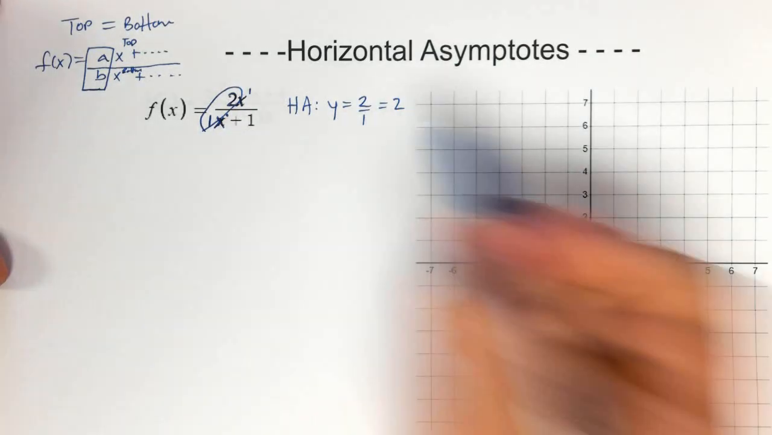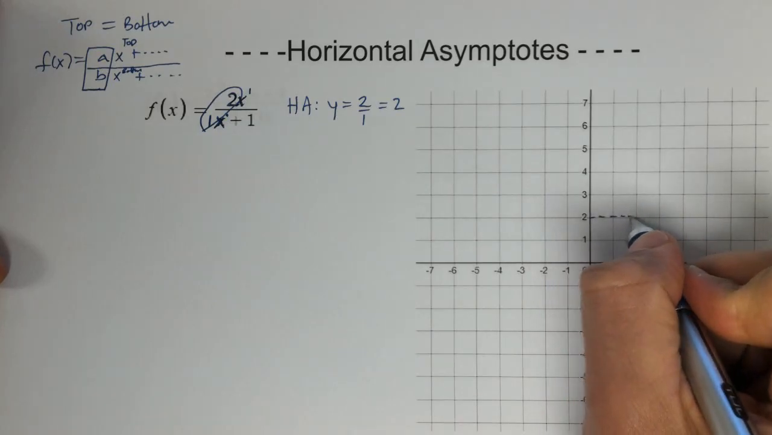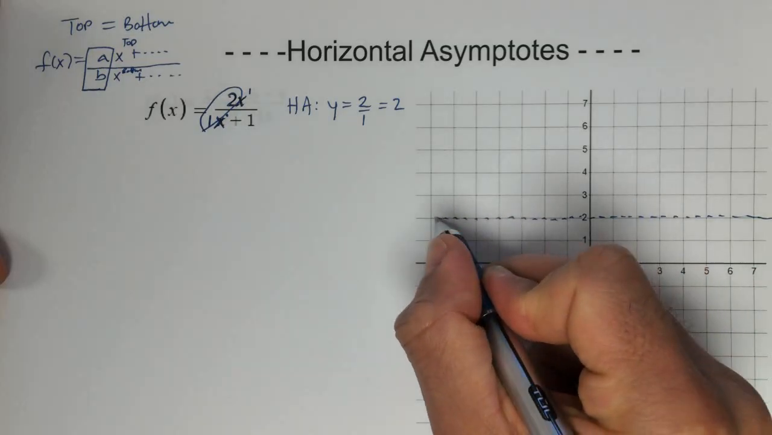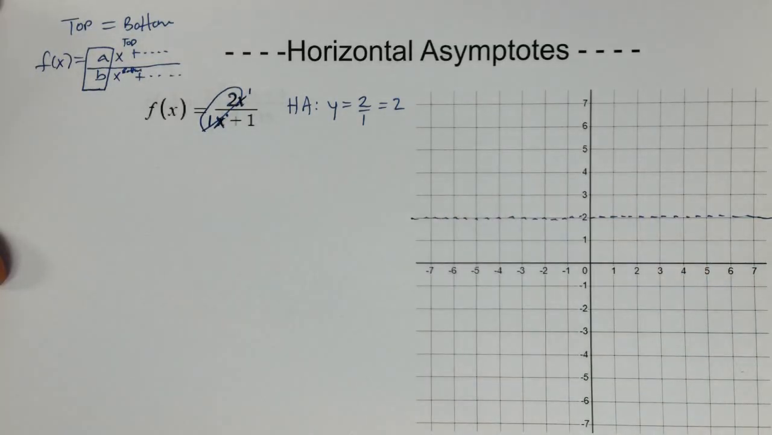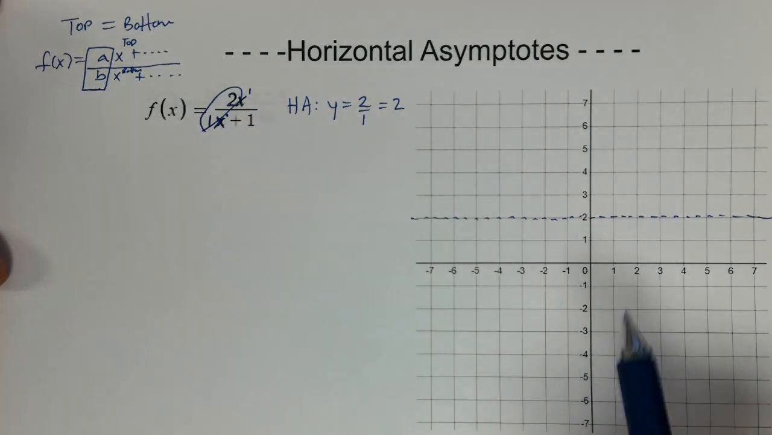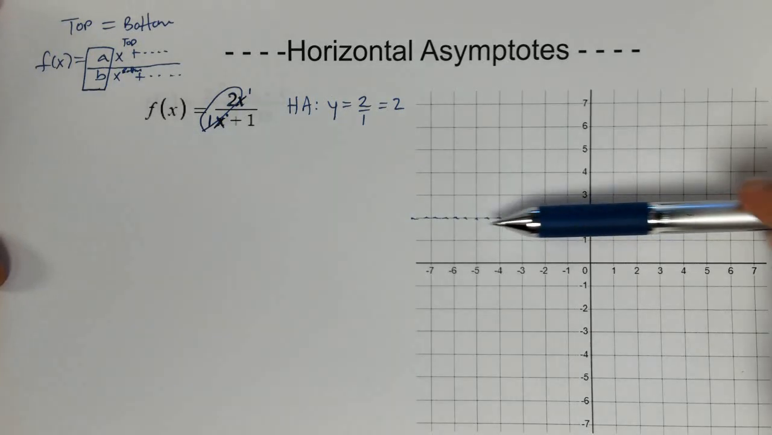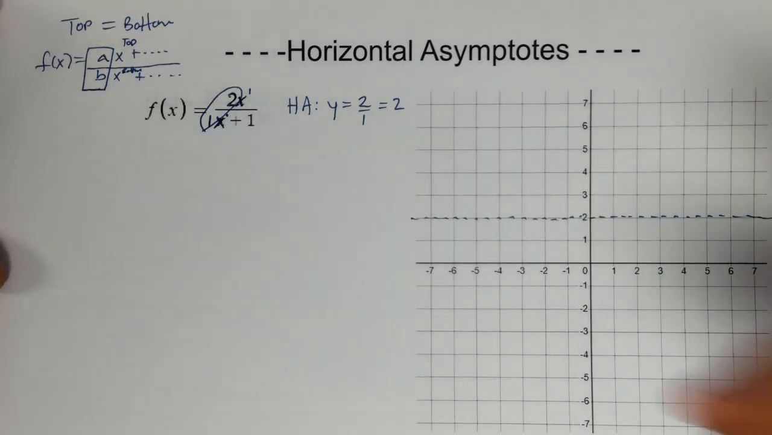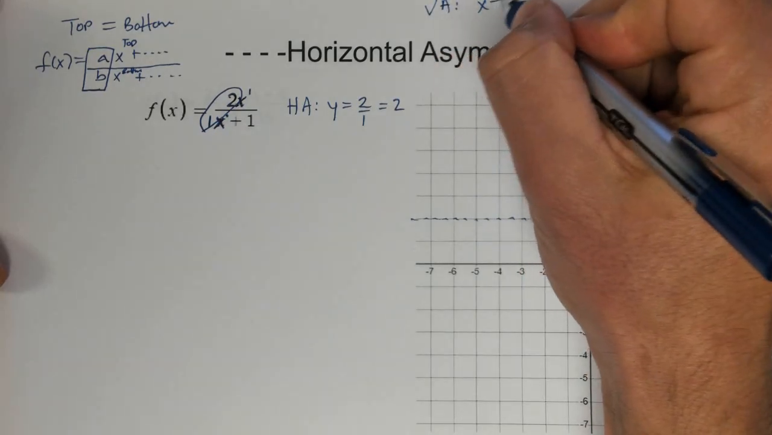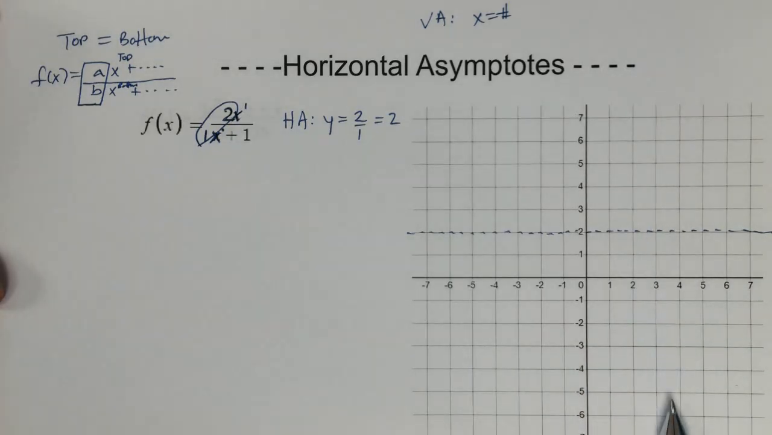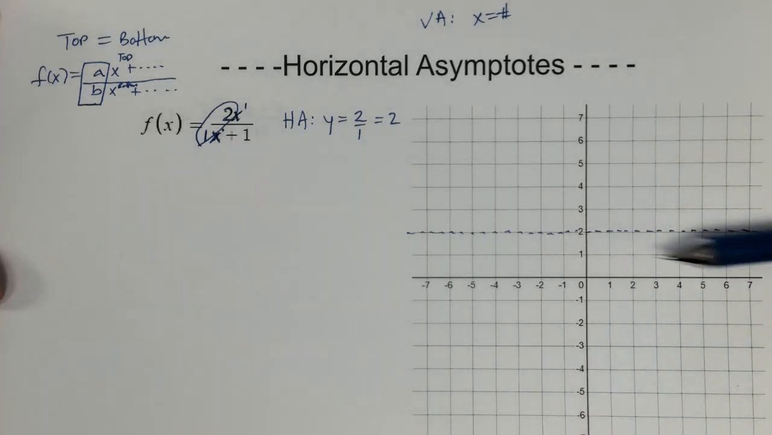So I'm going to go to y equals 2, and I'm going to make a dotted line here that is horizontal. The ratio of the coefficients will give me my horizontal asymptote. Now notice how for a horizontal asymptote we use y equals as opposed to x equals. The horizontal asymptote crosses the y-axis, so we say y equals whatever the asymptote is. For vertical asymptotes, if you remember, we dealt with x equals some number because the vertical asymptote crossed the x-axis. It was an imaginary line that goes vertical as opposed to horizontal.